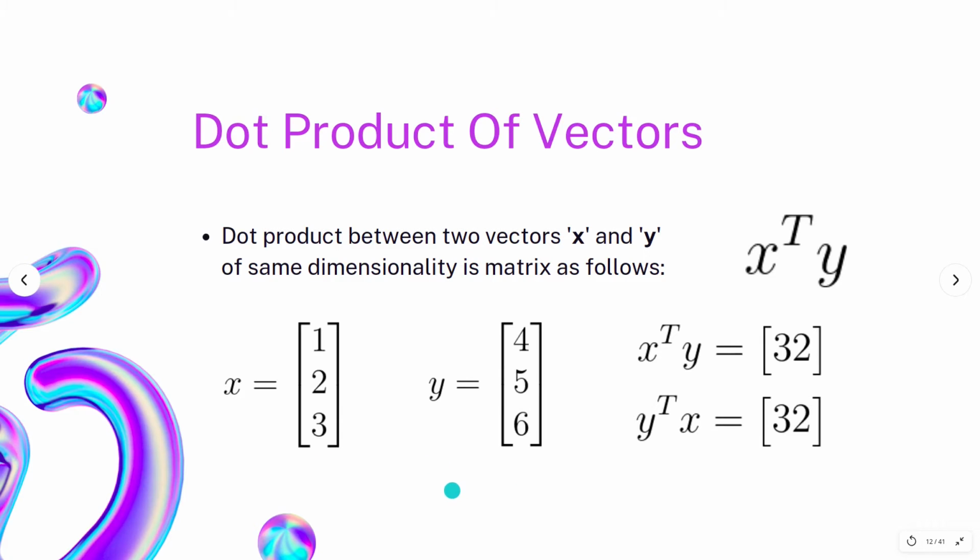And the dot product is defined as taking the element wise multiplication and summing them up. So in this case it is 4 times 1 plus 5 times 2 plus 6 times 3, which when summed up gives 32. And it is noteworthy that x transpose y is y transpose x, right? x transpose y is the dot product, and it is a commutative property because multiplying 1 with 4 and 4 with 1 is the same, and therefore x transpose y is y transpose x. That is what we call the dot product of vectors.